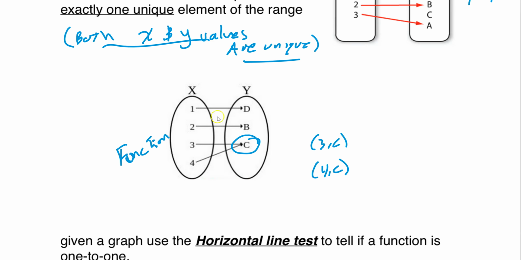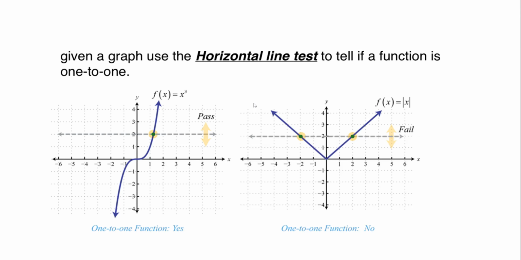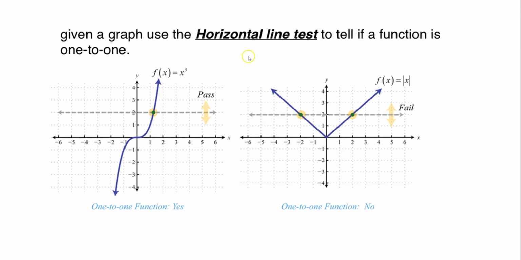If I give you a graph, how do you tell if it's a one-to-one function? Well, you can do what's called a horizontal line test. So if something passes both a vertical line test and horizontal line test, then it's a one-to-one function. So like right here, you draw a line. You only hit it once. Exact same rule as a vertical line test, right? You only hit it once. And then it's a one-to-one function.